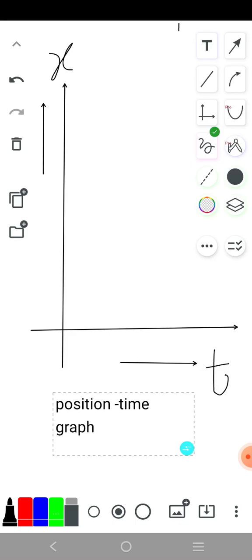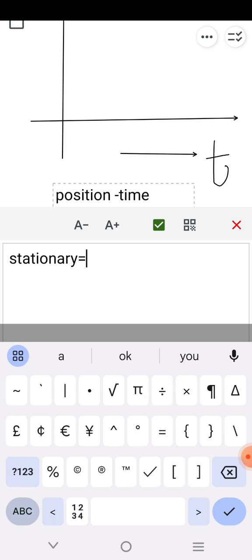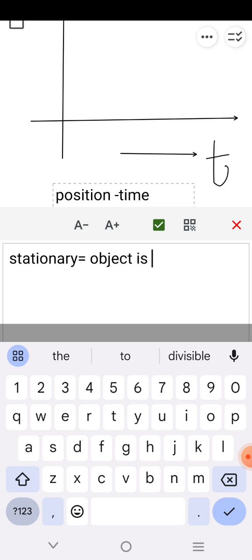So students, first of all, here we are going to learn the position time graph for motion in a straight line. Suppose we take a condition where the object is stationary. Now you might be asking, what is the meaning of stationary? Stationary means the object is at rest. That means today we are going to discuss the position time graph of an object which is at rest.